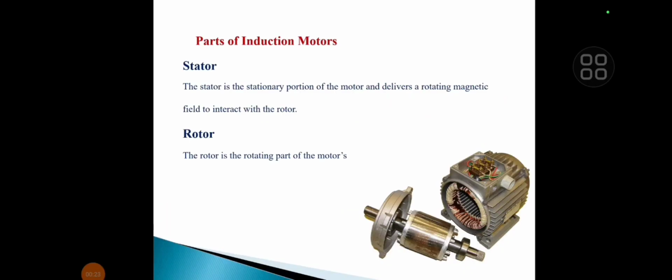So in induction motor there are two main parts. First part is stator and another part is rotor. The stator means the stationary part of the motor which is not rotating. The stator is a fixed part and another part is rotor. The rotor is a rotating part which is not stationary, and the load is connected to the rotor of the motor.